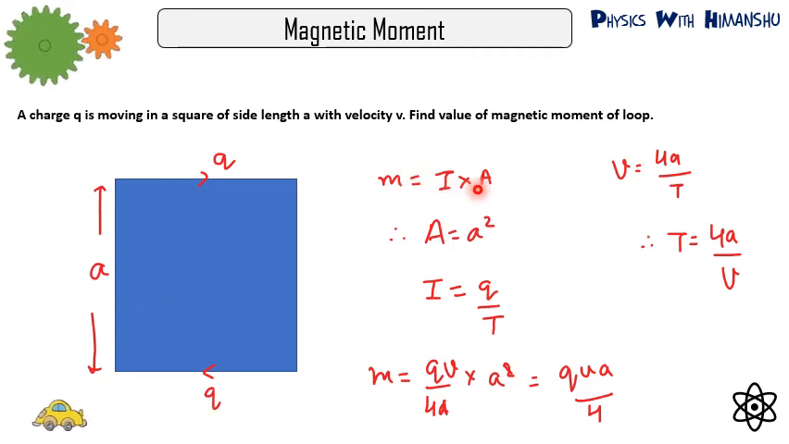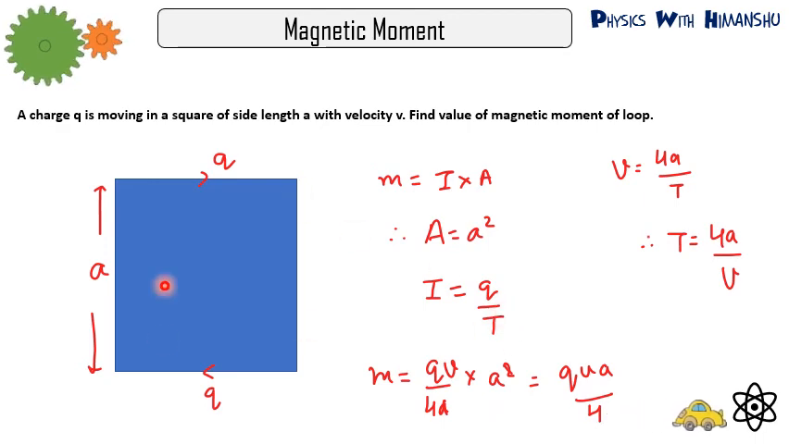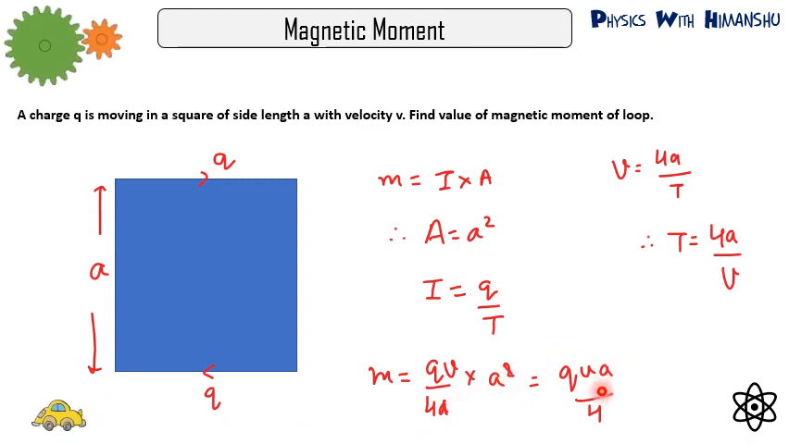So M is I into A. We already know it's a square, so A is a squared, length times breadth. I will be Q by T. Now Q we have, but we don't have T. So how do we find this time period, the time period of one full revolution? Velocity is total distance covered divided by time taken, so V will be 4a by T. So T will be 4a by V. In place of T, I'll put 4a by V. So a and a will cancel out, and the magnetic moment will be qva divided by 4.